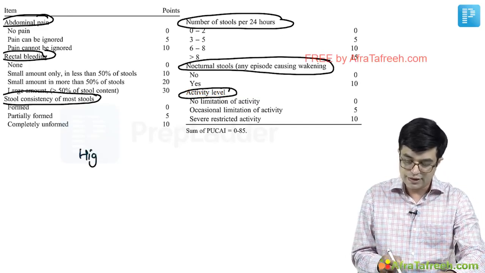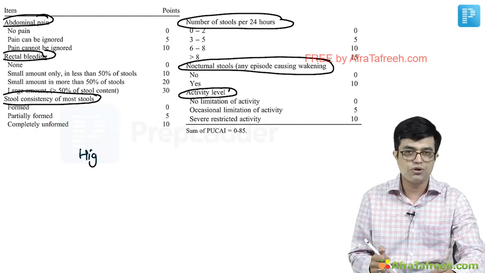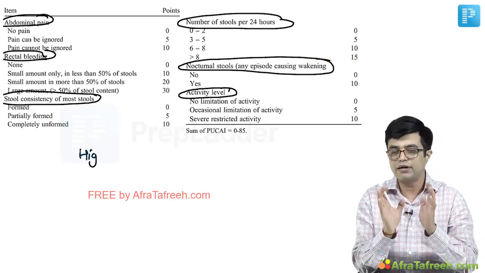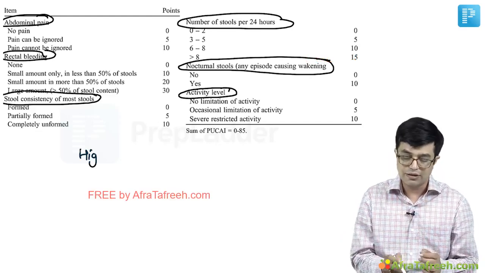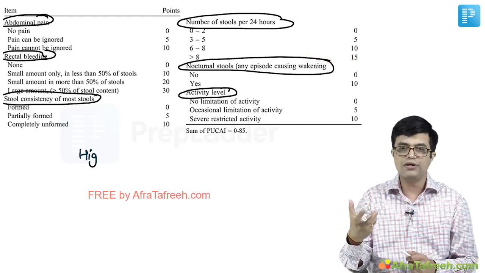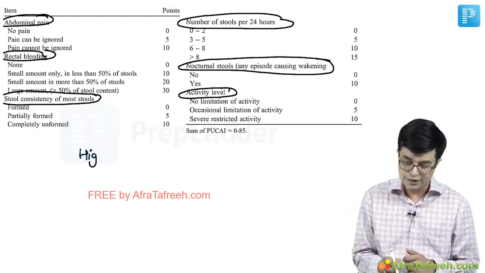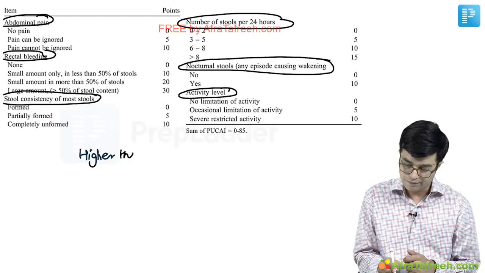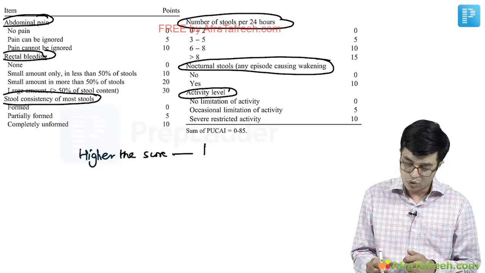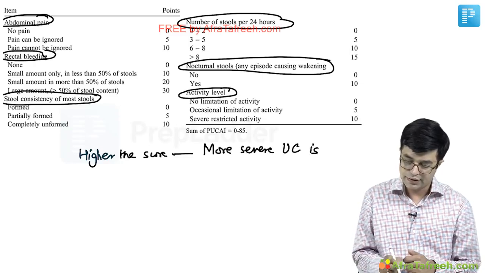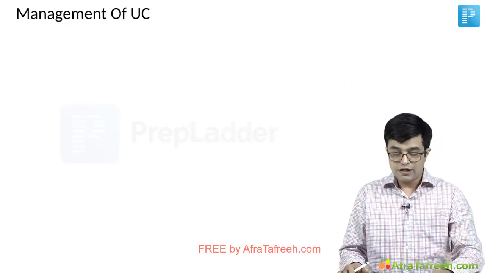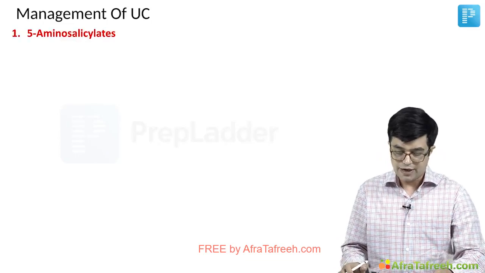Higher the score, there are particular parameters given for each score. You need not go into the details, but at least give a reading. At least you should remember the names of the headings and broadly know what are the components included in each. Higher the score, more severe the ulcerative colitis is. Right?